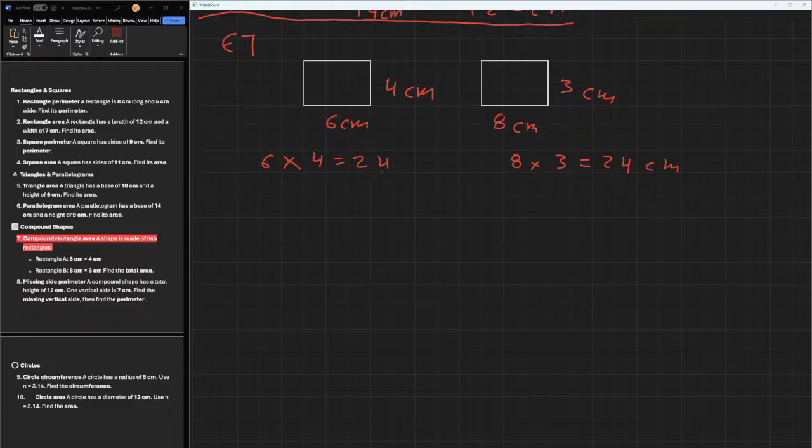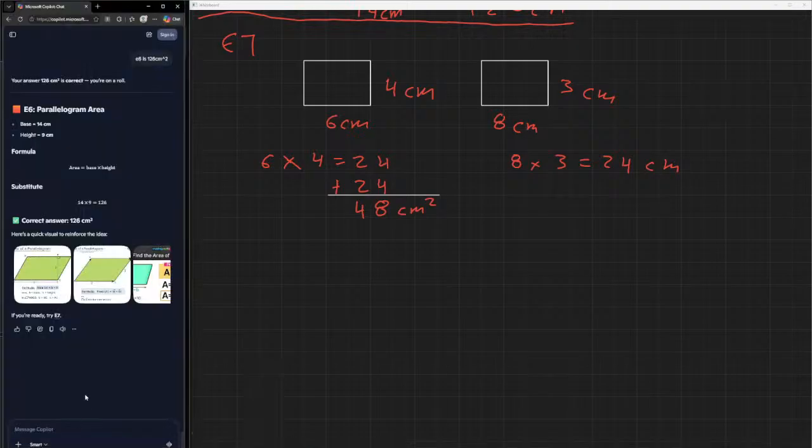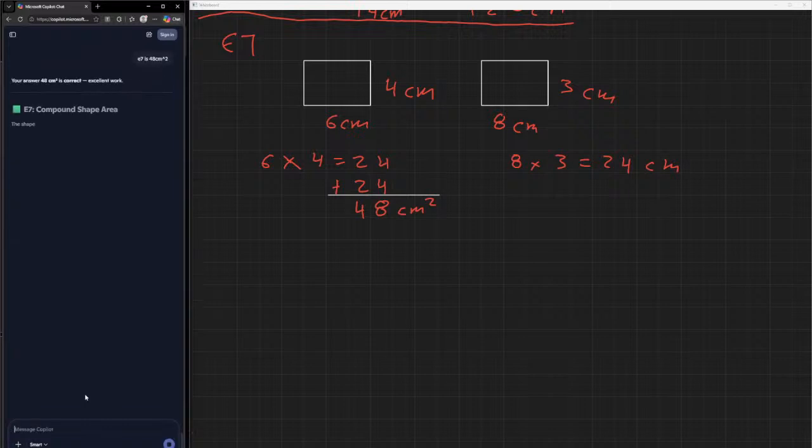So if we have these added together, we have 48 centimeter. Remember, area is this, so 48 centimeter squared, which is the answer to question 7. Alright, moving on.